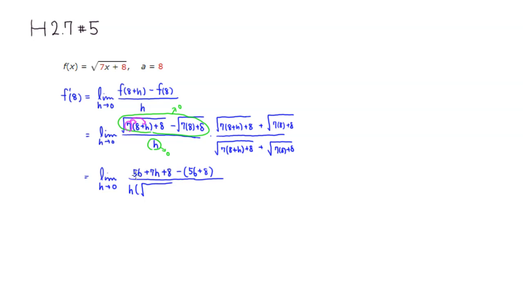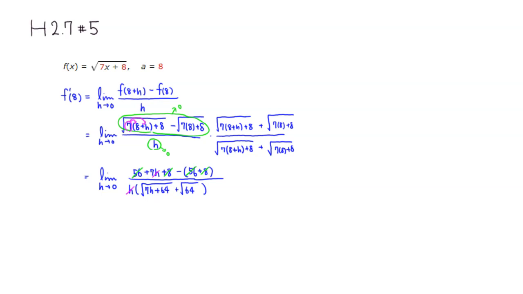we already know this is 56 plus 7h. I'm going to combine 56 and 8, which will be 64. So we have the square root of 7h plus 64, plus the square root of 64. Then we can clean up a little bit here. 56 minus 56 cancels out, and 8 minus 8 cancels out. We have 7h left over, and h divided by h is 1, so we can scratch those out.